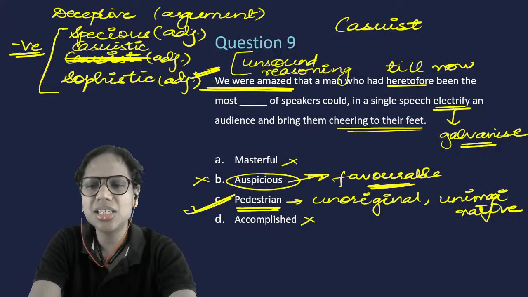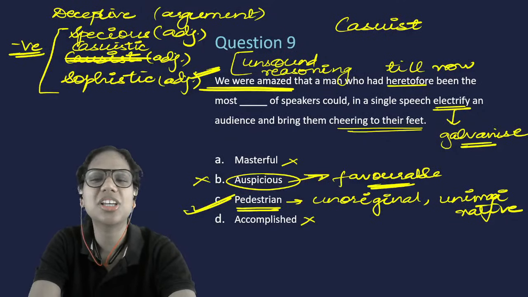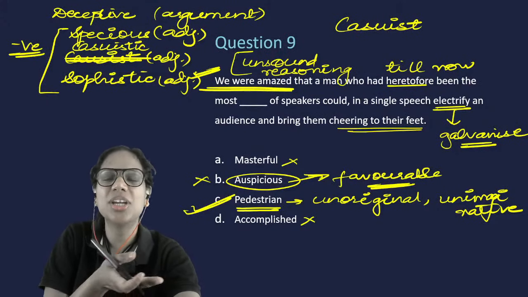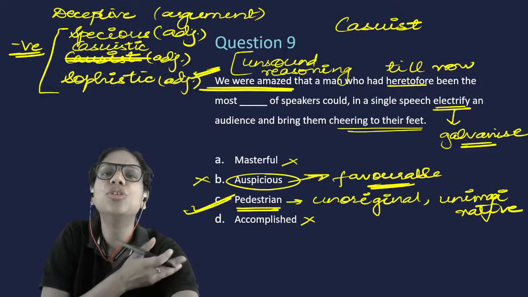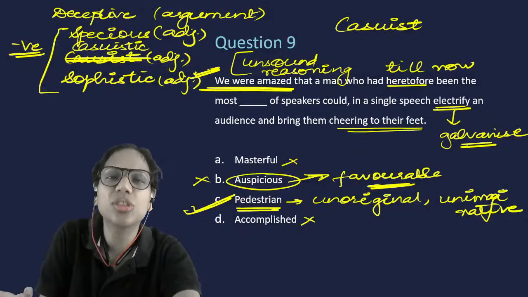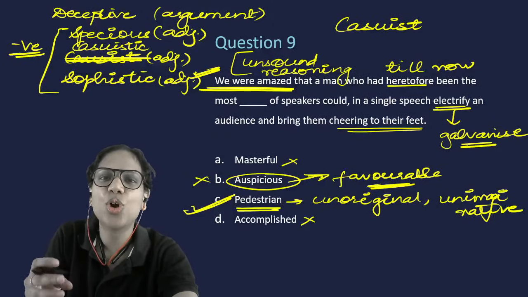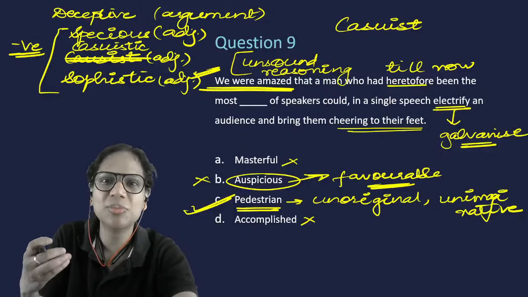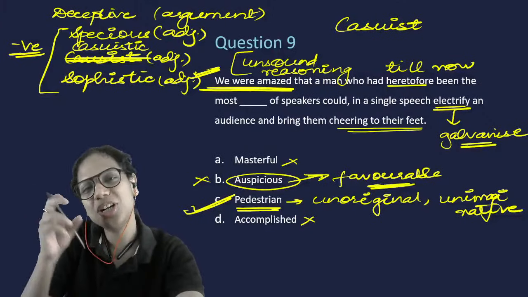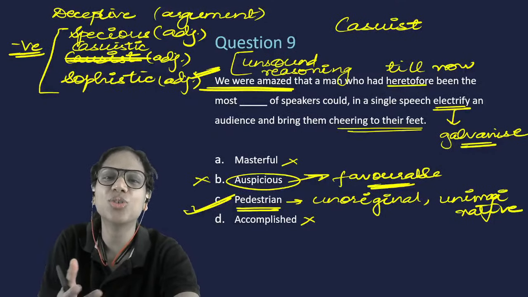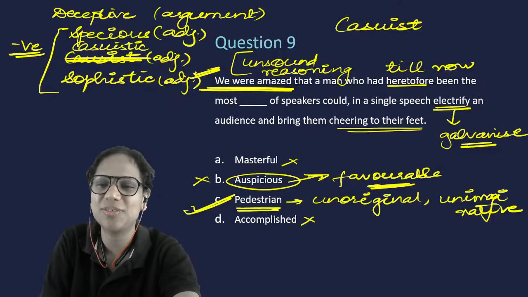Yes, there is a way in which pedestrian is linked to the pedestrians who walk on the road. These pedestrians also, in a way, are walking on the road. You would find them on the road. So something that is found on the road would not be something very original or unique, and hence pedestrian is related to the pedestrian walking on the road, because that is also considered something commonly found.